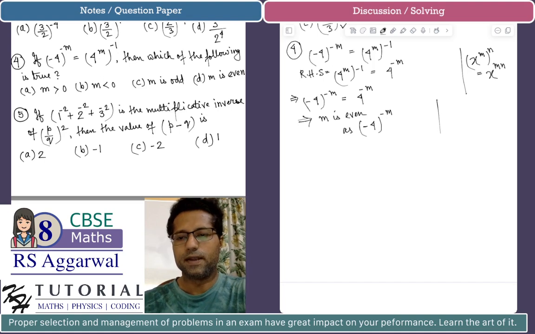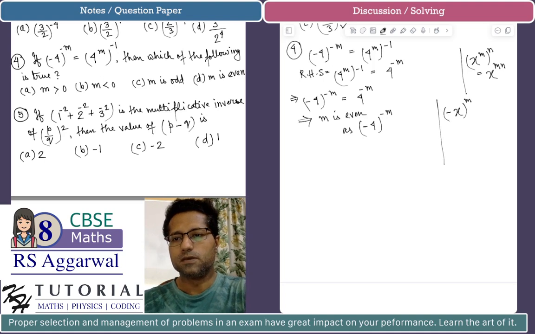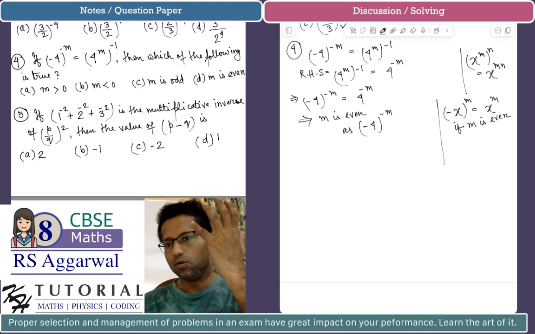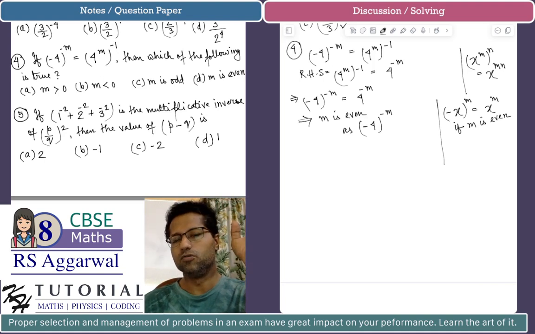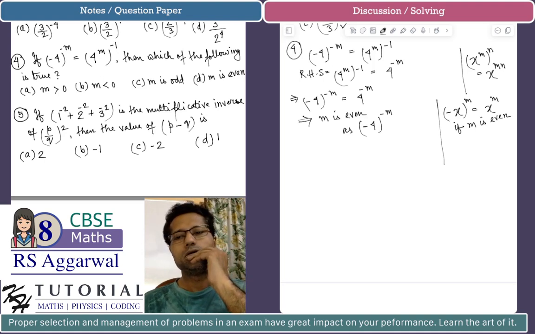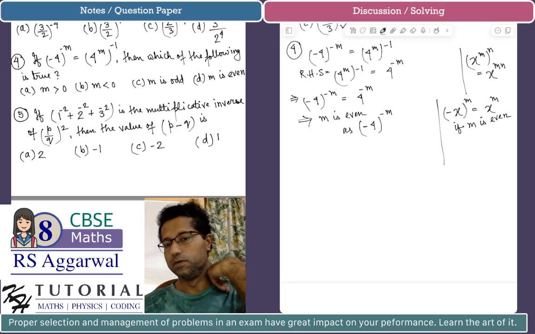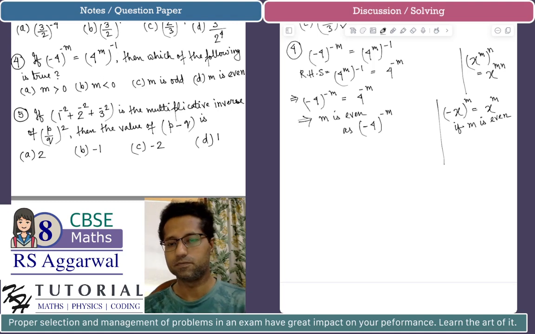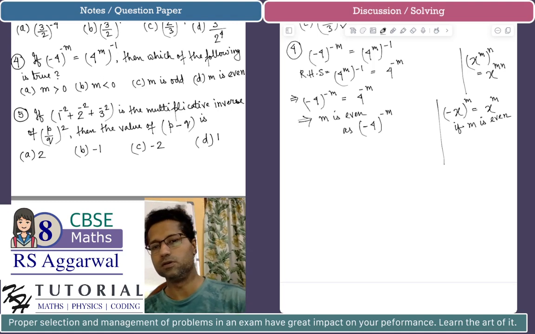we know that minus x whole raised to the power n is equal to x to the power n if n is even. If n is even, meaning that it could be 0, it could be positive even integers, or it could be negative even integers. Now it has to be even. It could be 0 or positive even integer or negative even integer. It does not matter whether it is positive or negative. It should be an even integer including 0.